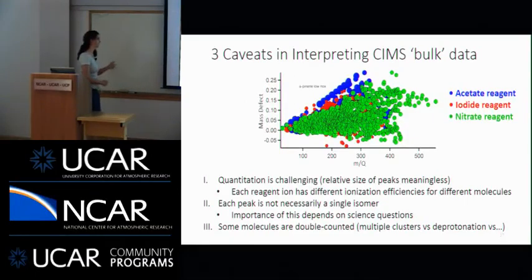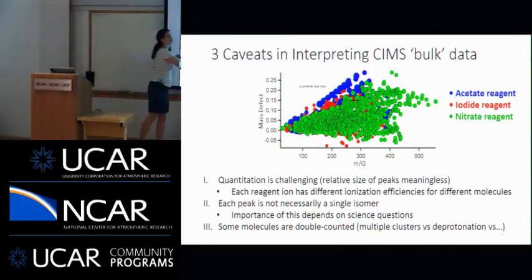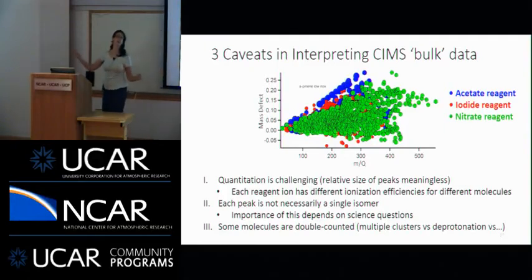And then thirdly, some molecules get double counted. So this is John's question. Some of these molecules show up in 2 different places because they're ionized in different ways or fragment in different ways. But to a general extent, we think that's actually relatively minor.